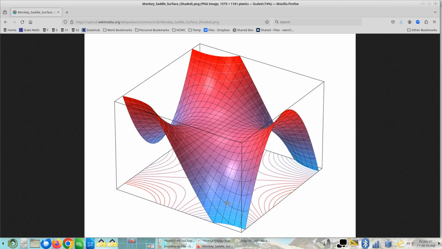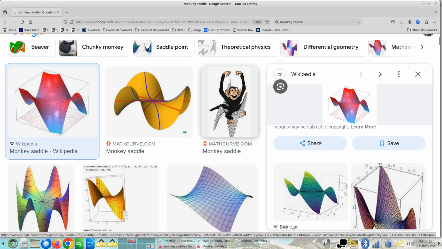And then on the Google search, somebody actually drew a monkey sitting happily in his monkey saddle. It's pretty funny. And if you scroll down far enough, you can find somebody actually put a little monkey on a dog. It's got nothing to do with the math, but still it's kind of funny, right? So you can scroll down and look for that.